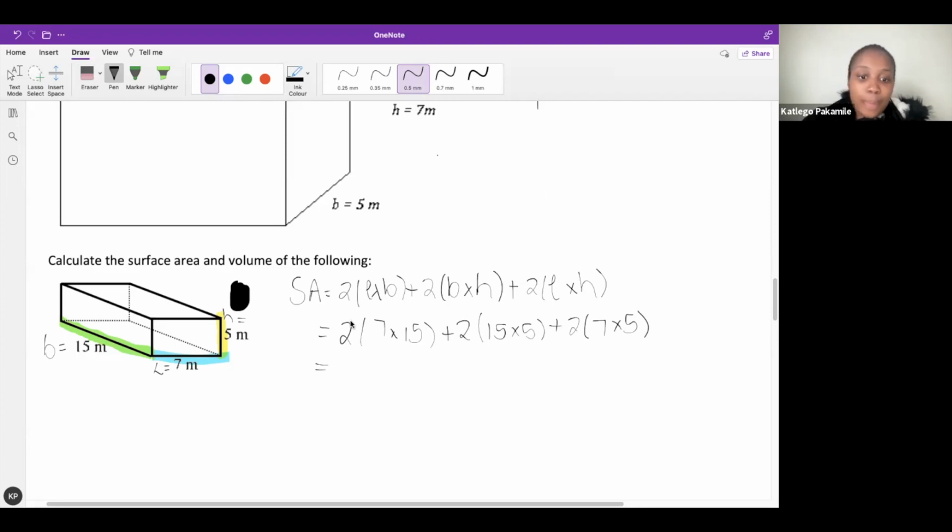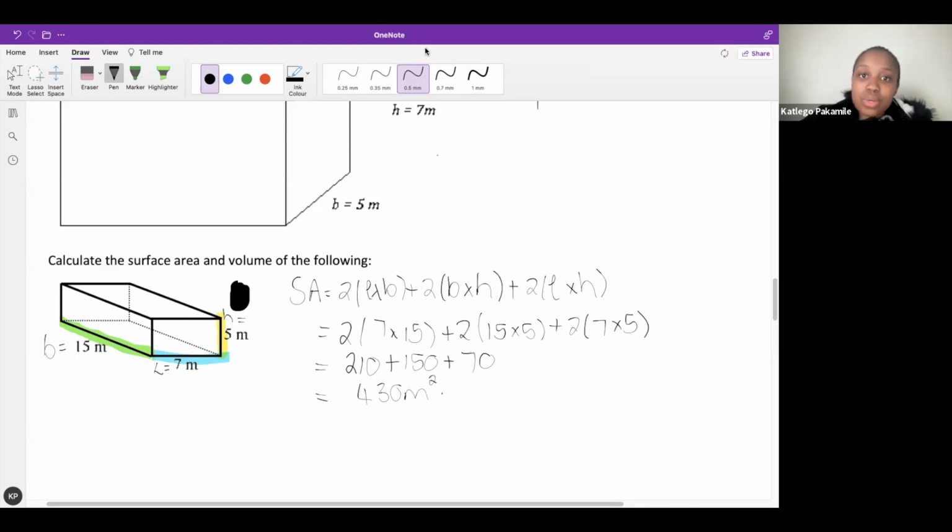Yes, Omolemo. So I got 2 times 105, which is 210. There we go. Plus 150. 150 plus 70. Nice. Now, what is our final surface area, guys? 430 meters squared. Thank you very much.